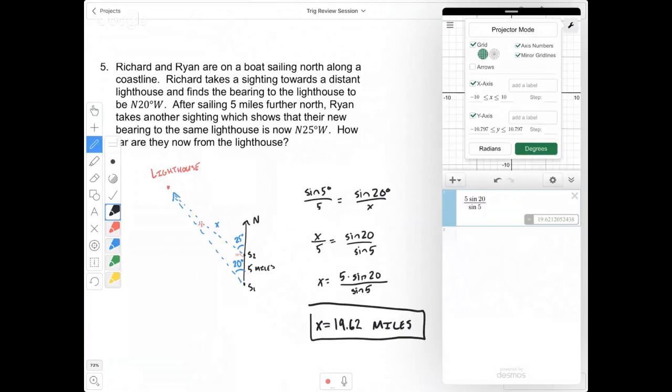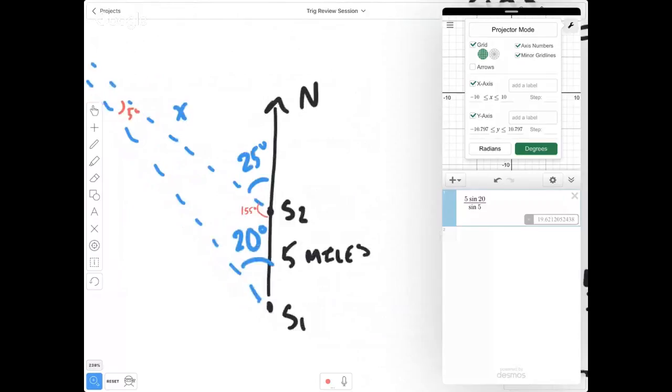Questions about number 5. Let's see. I haven't really gotten at Moose's question, which is like here. There's a 25 and a 50 and a 155. So I've subtracted the bearing given from 180 degrees.